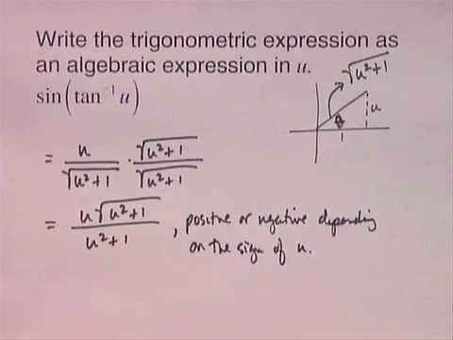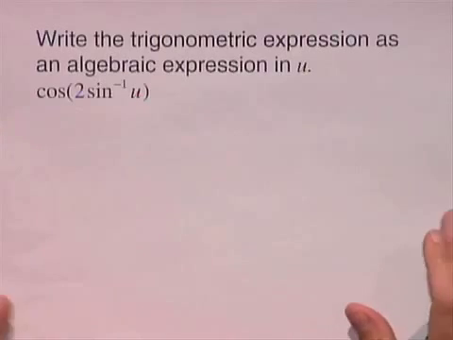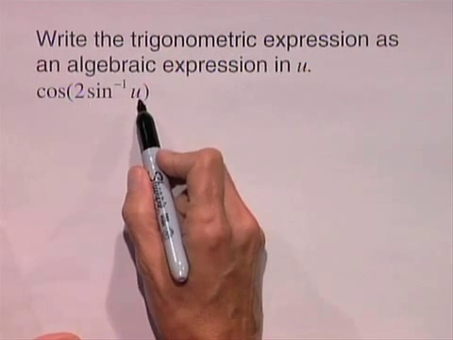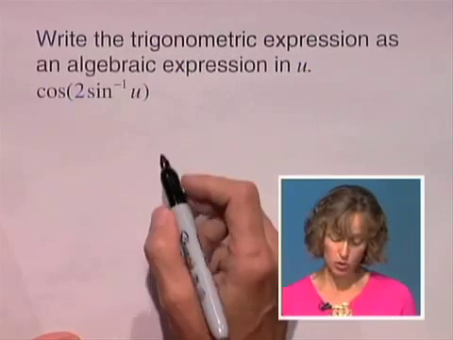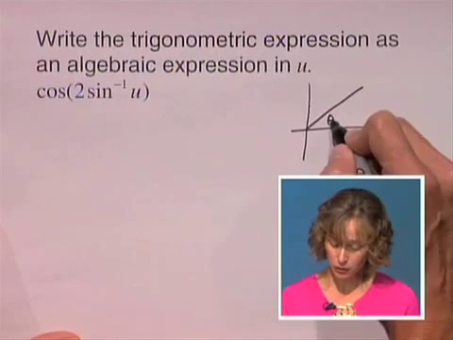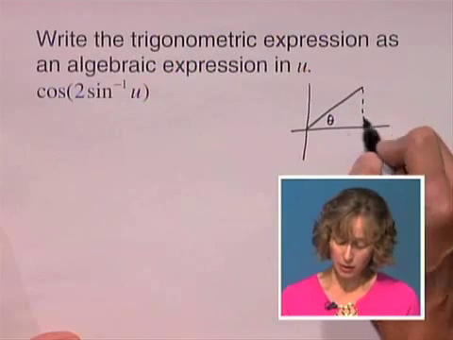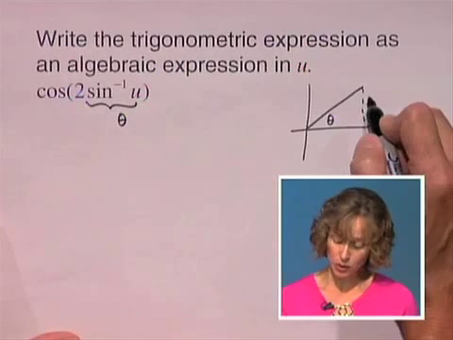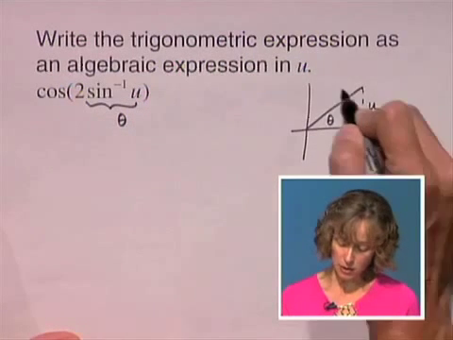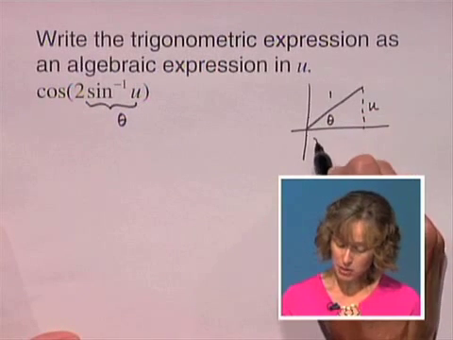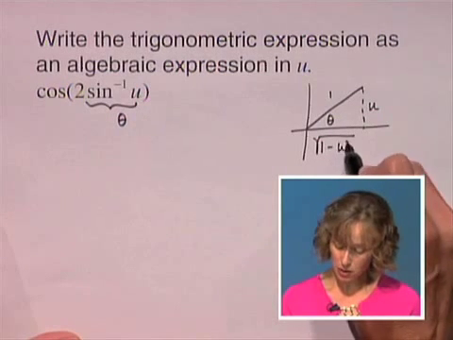Well, let's try another example similar to this one. We want to write the trigonometric expression as an algebraic expression in u. And this time we have cosine of 2 times the angle whose sine is u. This is a cosine double angle situation. But again, I want to draw a picture of some angle. I'll call it theta for the moment. I want to set up theta so that the sine of theta is u. Now the sine is the opposite side over the hypotenuse, and then using the Pythagorean theorem, the adjacent side is the square root of 1 minus u squared.